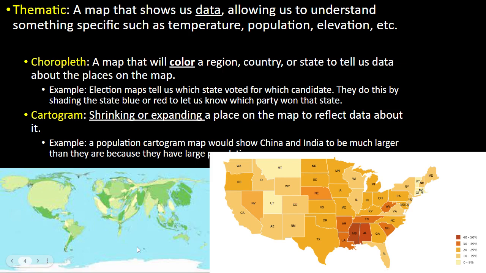These are going to reflect the data that we have. So this map is probably a map of GDP? Yeah, I would guess GDP. GDP is the gross domestic product, how much money a country makes.